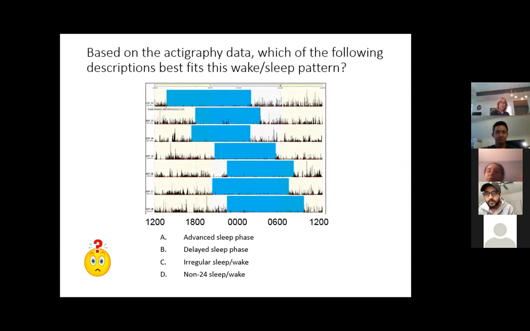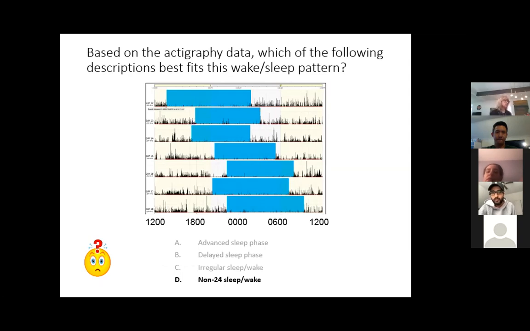Based on this actigraphy data, which of the following best describes this pattern? This is like non-24. Around there, right? Somebody will show you this. Everybody's good with that? Do they ever not fit that pattern nicely, where they don't go around the carousel or around the clock? They sort of advance, have a delay, and then do they ever not complete that circle?